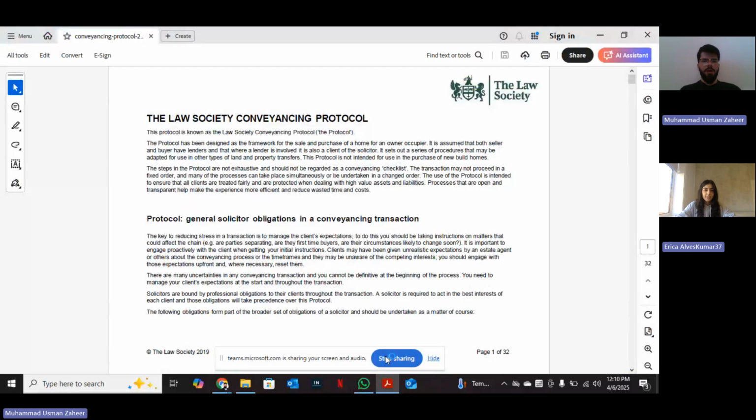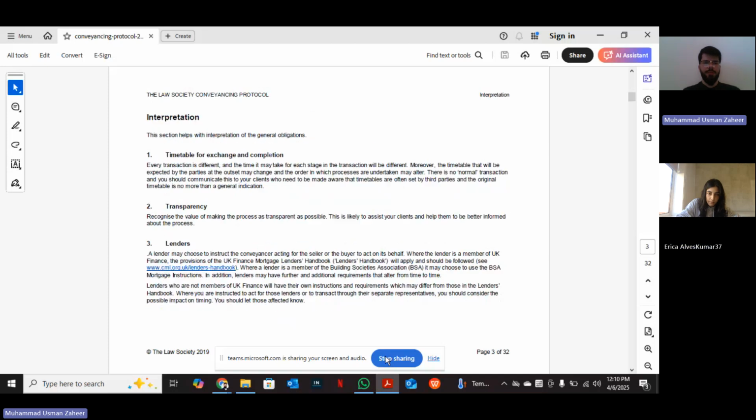Yeah. Okay, perfect. So this is the protocol that is basically for any solicitor or any conveyancer that has undertaken to do a property transaction. Usually, law firms do abide by this protocol. You would rarely see any law firm not abiding by this protocol. So this protocol is really important in terms of your practice.